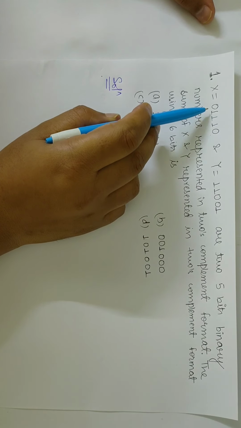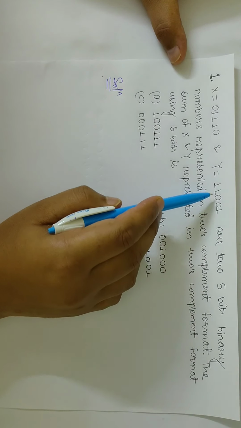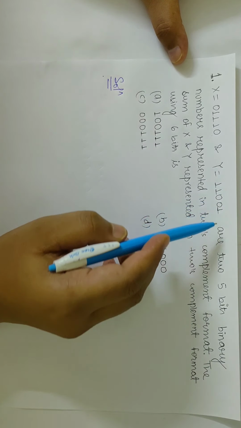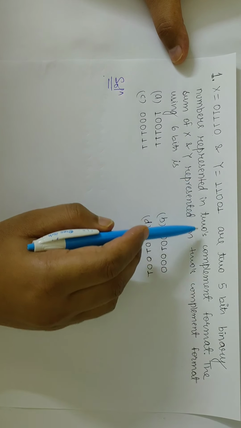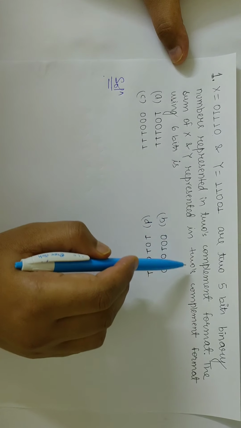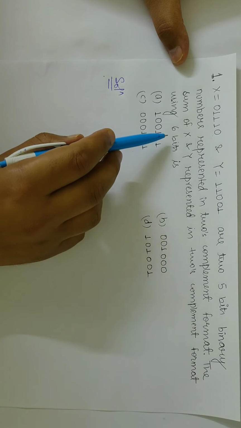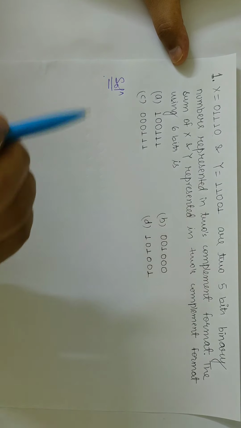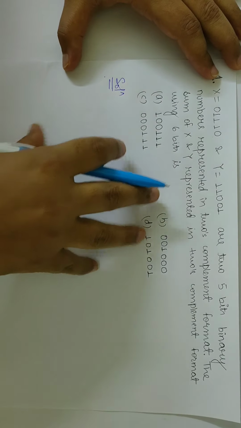x equal to 0, 1, 1, 1, 0 and y equal to 1, 1, 0, 0, 1 are two 5-bit binary numbers represented in 2's complement format. The sum of x and y represented in 2's complement format using 6 bits is? So before doing this question, we have to understand what is 2's complement.